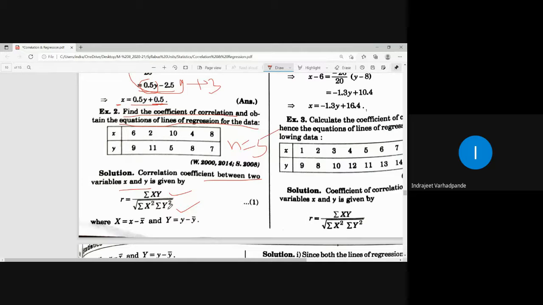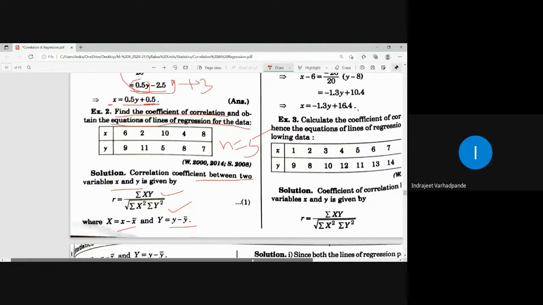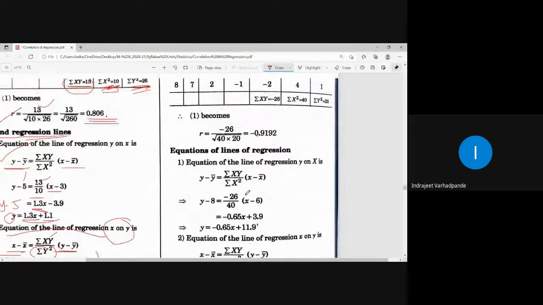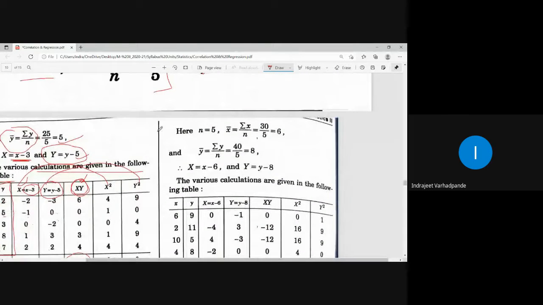What is capital X? Deviation from mean x bar. What is capital Y? Deviation from mean y bar. So capital X is x minus x bar. Capital Y is y minus y bar. So appropriately we find the value. What is n? N is equal to 5. Summation x upon n will be 6. So it is x minus 6.